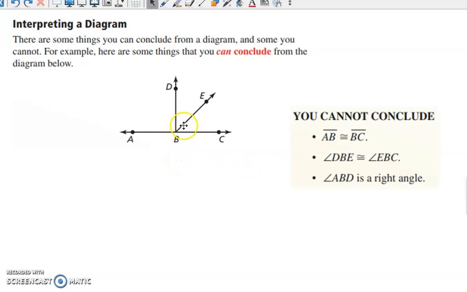Okay, we cannot conclude that these two angles are the same, DBE and EBC. Just because they look the same, we can't conclude that. We cannot conclude that ABD is a right angle from this diagram. You need more information. You need to have the right angle symbol there. You need to have lines here to imply that they're congruent, or bows, arches, that would conclude that DBE and EBC are congruent.